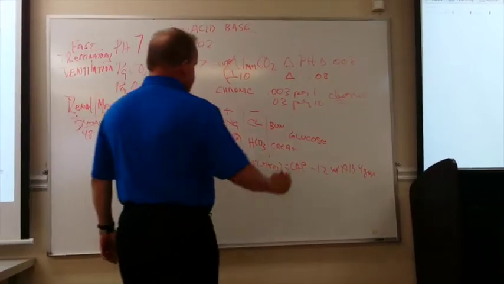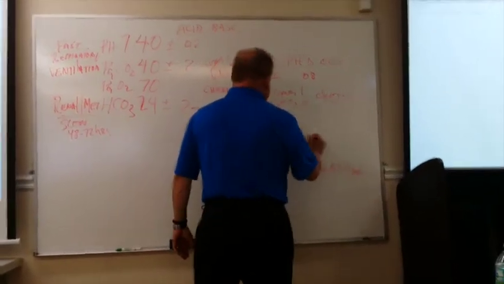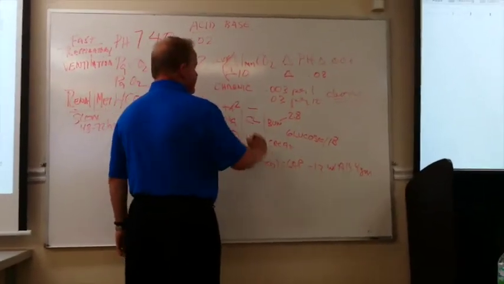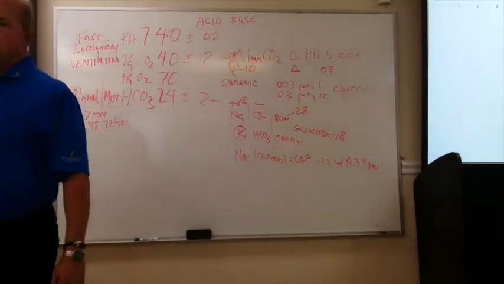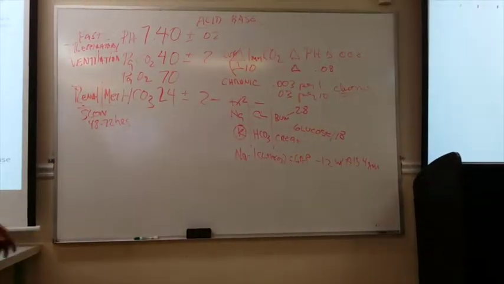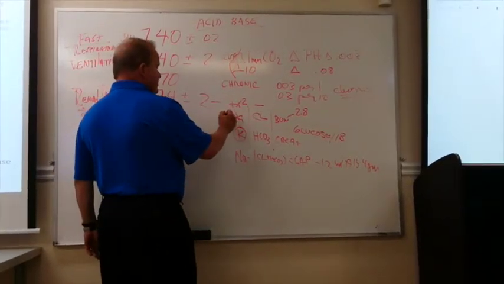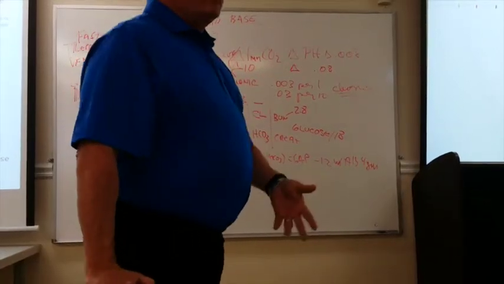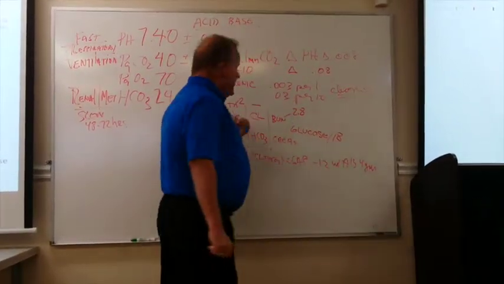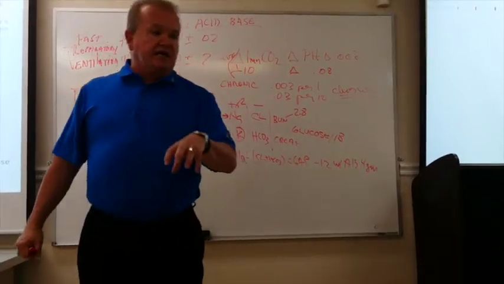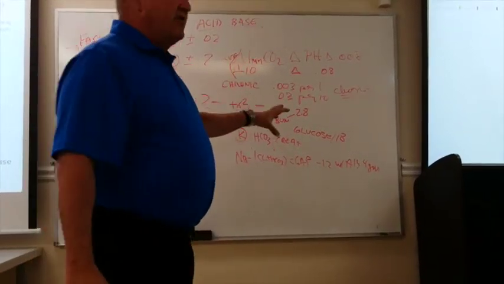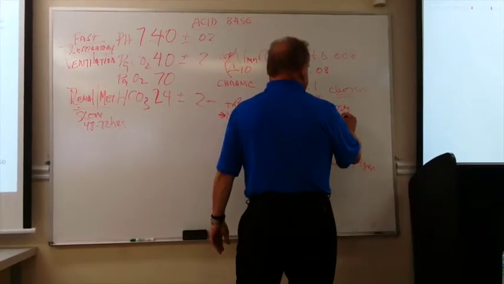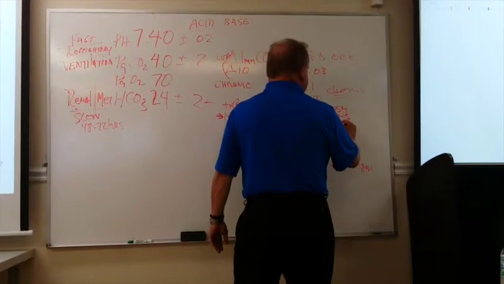Okay? Now, glucose divided by 18. BUN divided by 2.8. Sodium times 2 gives me what? My osmolality. Okay? And the main character for osmolality is sodium. Too high of sodium, too little water. Too low of sodium, too much water. Okay? If my calculated osmolality and my measured osmolality differ by a gap of 10 to 15, I have an osmolar gap.